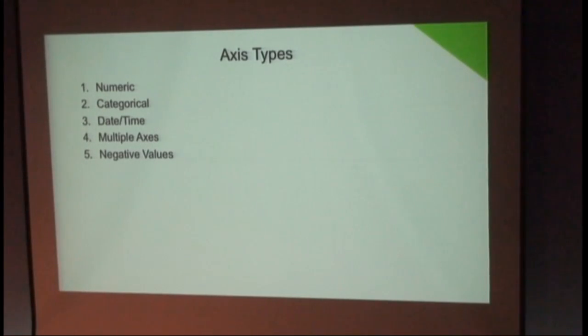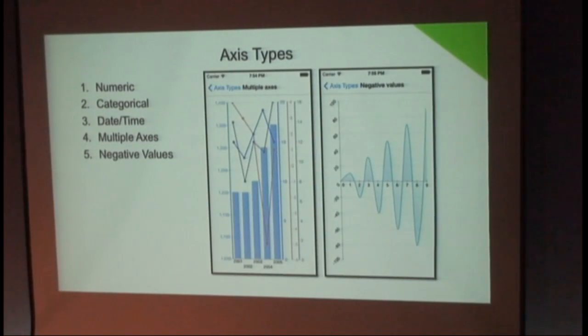we started looking at the different types of axis types. We took a look already at numerical, categorical, date and time previously. But one of the things that we hadn't looked at was multiple axes and negative values. Multiple axes is very important. So you have a bar chart, you have a line and a scatter that you probably want to plot on the same graph. This was a very big request because there's various industries that use this sort of thing.